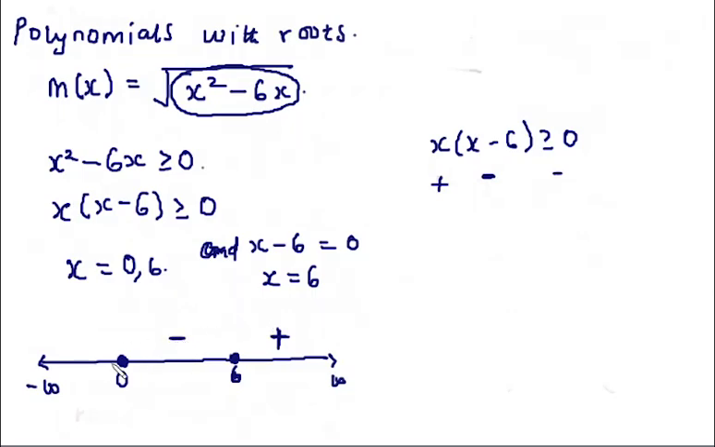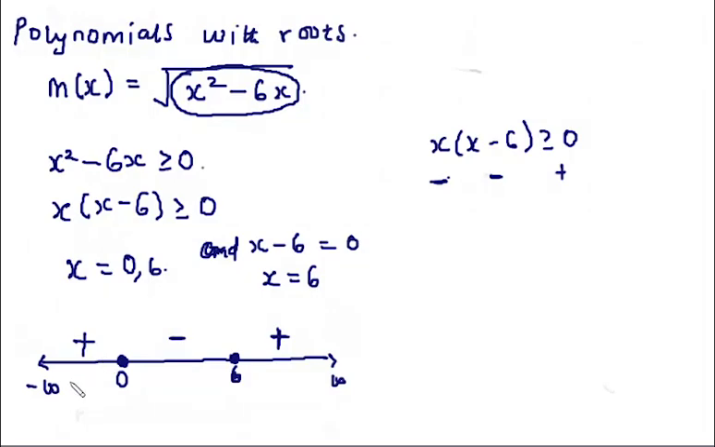And next up, for the next interval, we have 0 to negative infinity. So let's say we pick a value of -1 between 0 and negative infinity. If you have -1, that's a negative number, and -1 minus 6 is also negative. So we know that a negative times a negative will give us a positive number. Okay, so that means it's a positive number.